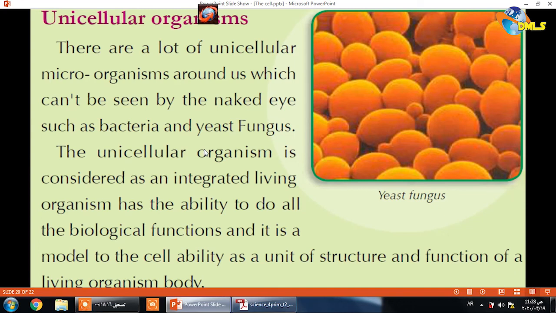The unicellular organism can be divided into two types of organisms. A harmful one, such as bacteria which infect us and make us diseased, or a useful one like bacteria in yogurt and milk, which help us to make yogurt and cheese.